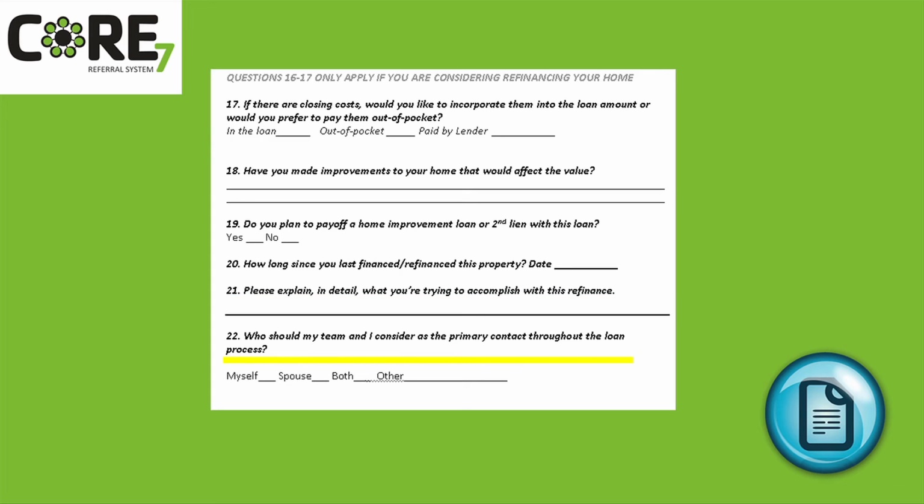Question number 21. Who should my team and I consider as the primary contact throughout the loan process? This question tells you who the best contact is. This will also cover you if your client ever tries to blame you for not communicating with both people. This comes up much more frequently than you would think.